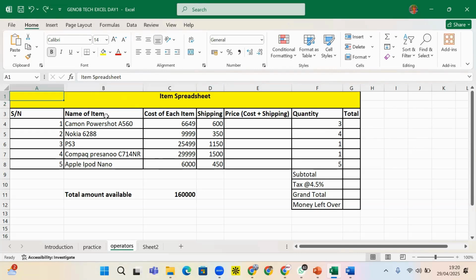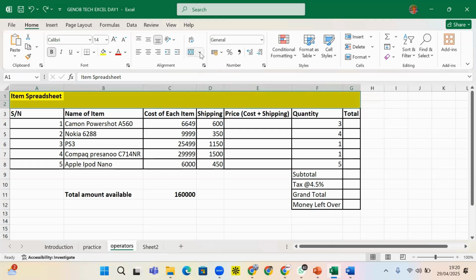Okay. I think I entered on A. Let me enter it somewhere here. Let me enter it here. Let me enter here. It returned back. Okay. So I like using merge and center. So let me use merge and center instead. Merge and center. Okay. I have it here. I can increase the font size. Good. What else can we do?